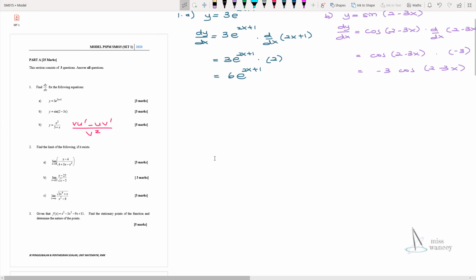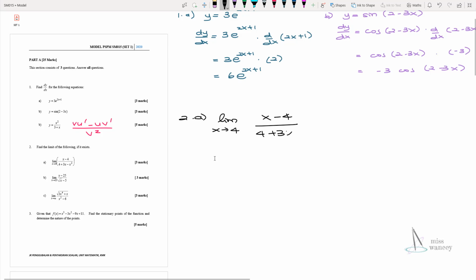Okay, so now question number 2. Find the limit of the following if it exists. So number 2a, the limit for x approaches 4 of x minus 4 over 4 plus 3x minus x squared.